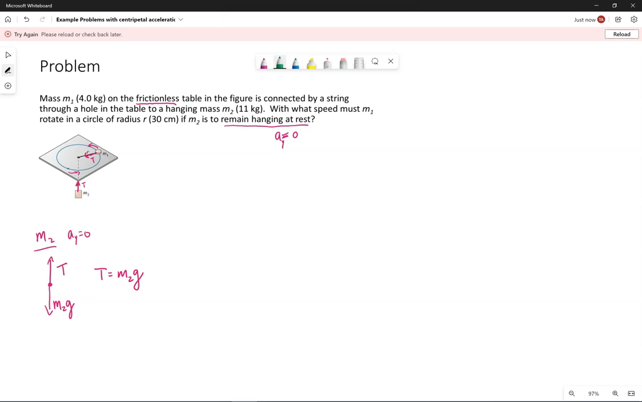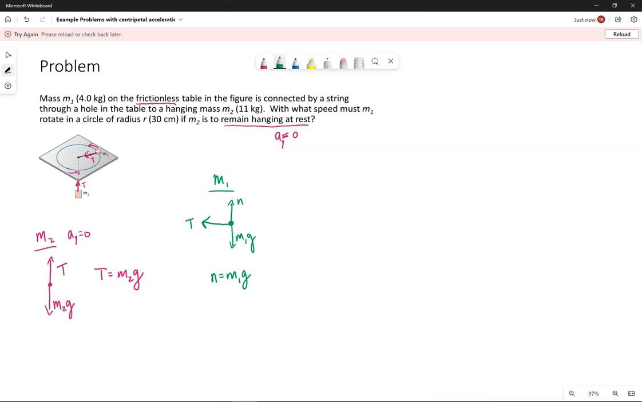Now, mass 1, if I were to draw a picture from the side, I know there's tension in the string that's pulling on this mass towards the center. It, of course, has a normal force and the force of gravity. There's no acceleration in the up and down, the y direction, so we can say that the normal force has to equal m1g. But the tension is the only force horizontally in this picture.